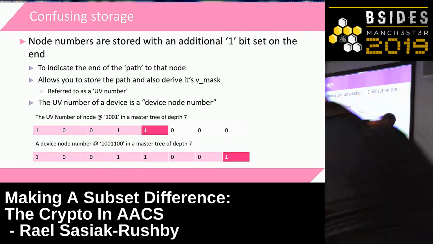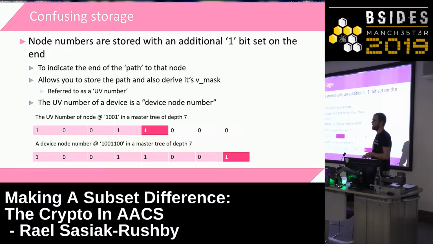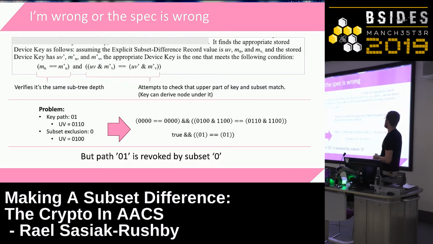Confusing storage, how do we store these kinds of things? We add a bit on the end just to signify where the end of the path is. If you're ever reading the specification, there's a difference between a device number and a device node number. Hopefully this slide explains that for you. And either I'm wrong or the specification is wrong. This function does not do what it says it does, so I added an extra check in my code. The maths doesn't quite work out how they expected it to. There's an edge case that was annoying me, and 2 days ago before this presentation I thought I had completely misunderstood the specification. I was like, shit. Right.